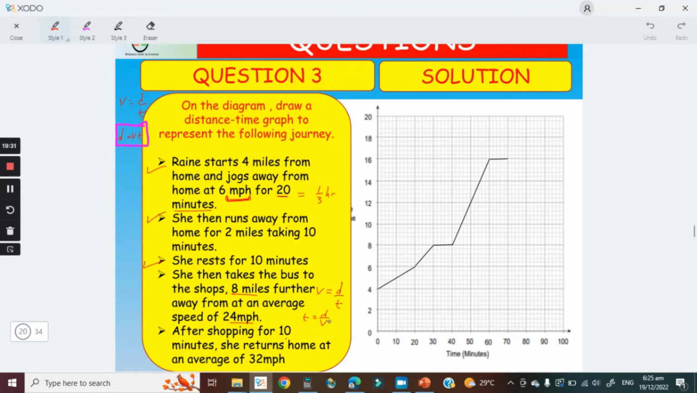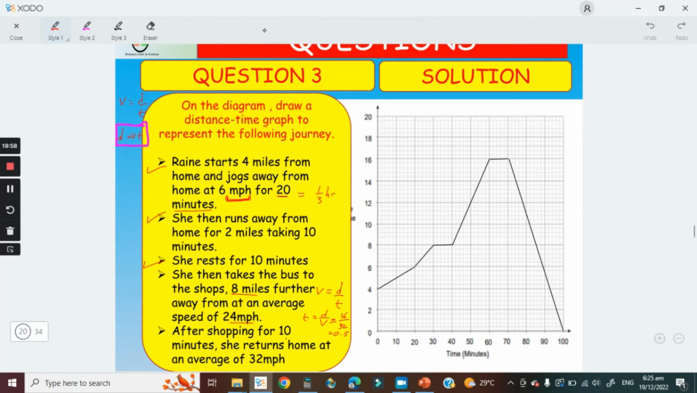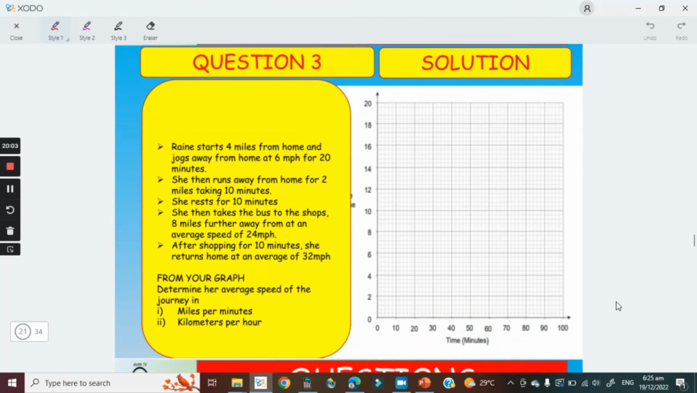So now we need the time, but time is distance divided by speed. So the distance 16 divided by the speed of 32 is 0.5. In other words, it's going to take her 30 minutes to get back home, straight down to the origin, and that is that. We are finished. So this is the distance time graph to display that information. That's it. Let's hear what they ask next.